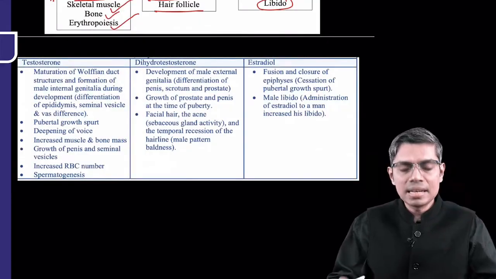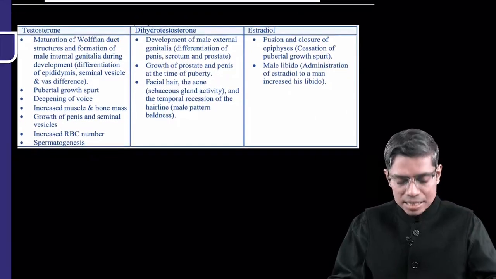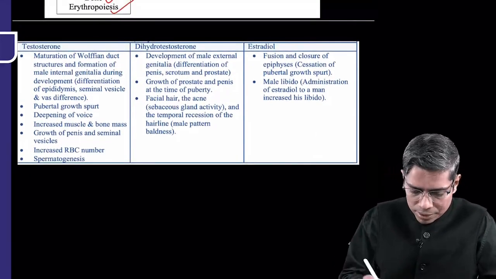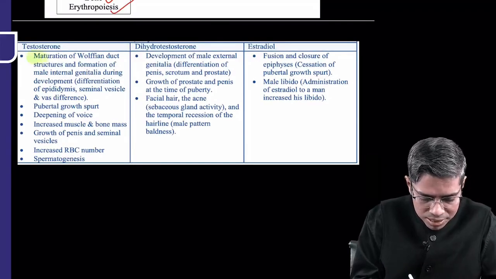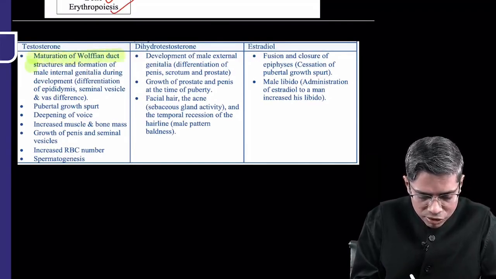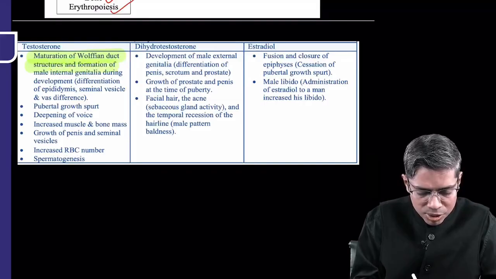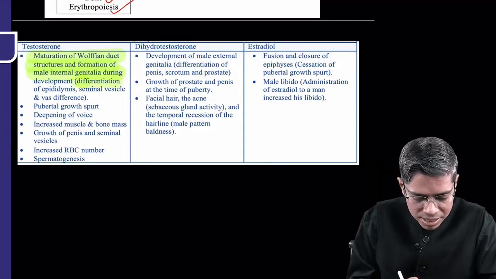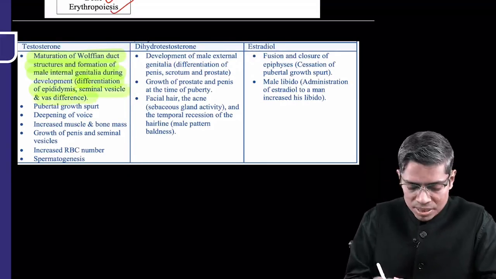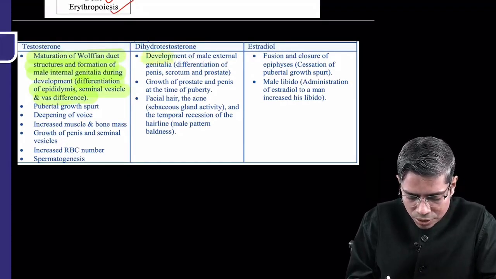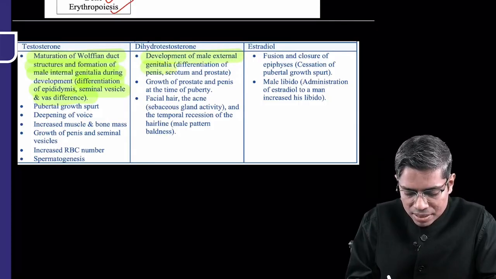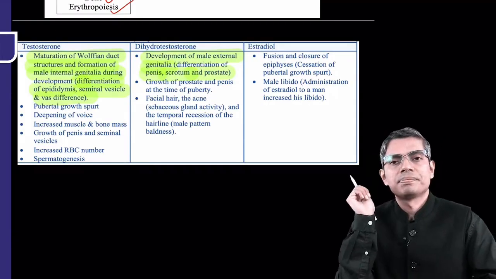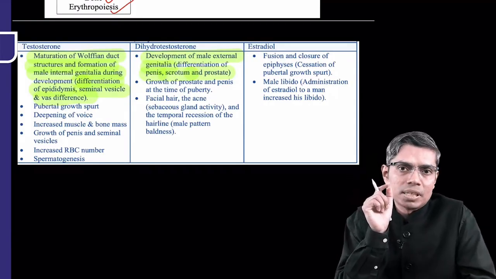Look at this, the detailed action of testosterone in male. So first one, look here. Testosterone is responsible for maturation of the Wolffian duct structure and the formation of the male internal genitalia during development. What is that internal genitalia? The epididymis, the seminal vesicle, the vas deferens, all of them. But if you compare it with dihydrotestosterone, it is responsible for development of the male external genitalia, particularly the penis, the scrotum, and the prostate. Right? Very important, I'm telling you.